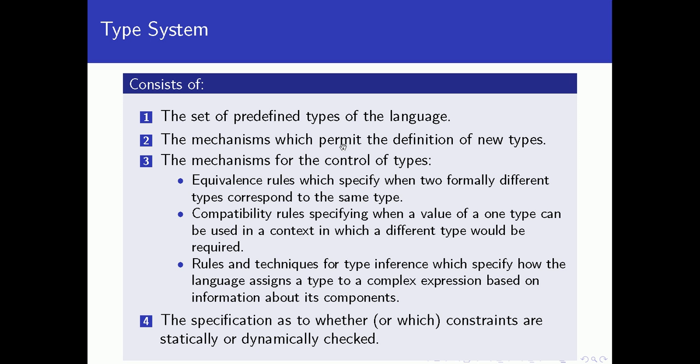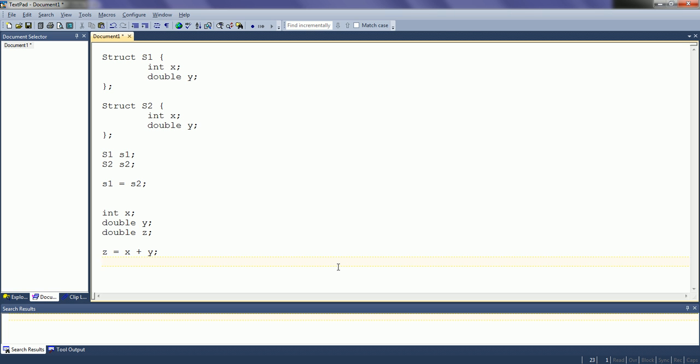And then the third point here is that the rules and techniques for type inference would be part of the type system. So there are some rules of inferring what is the type of an expression, for example, based on the information about the components. So that's actually similar to this example here. What is the type of the expression x plus y? Well, x has the type int and y has the type double. What is the resulting type of the value of this expression? There must be some rules about that. So, for example, adding an integer type and a real, a double type, the result is a double type. That would be one inference rule.